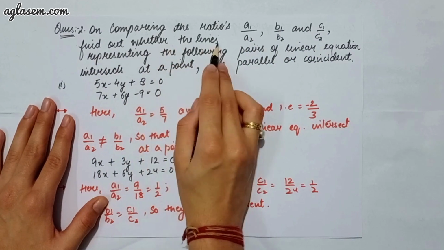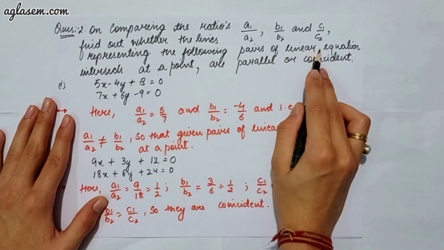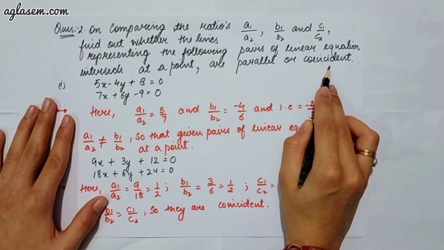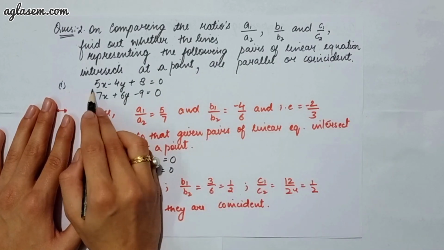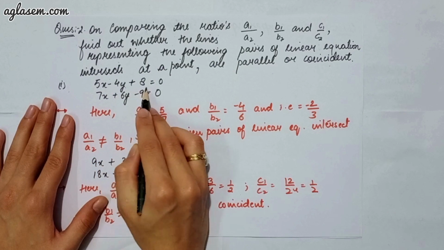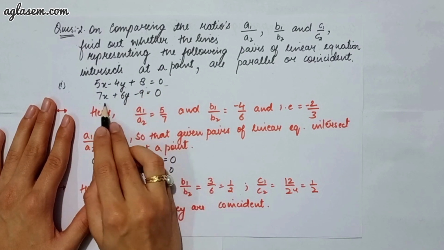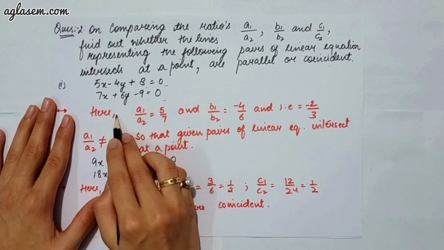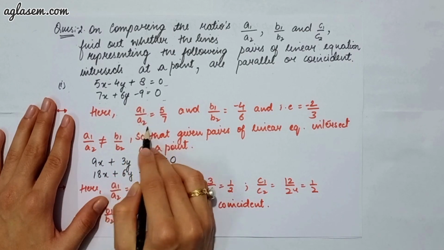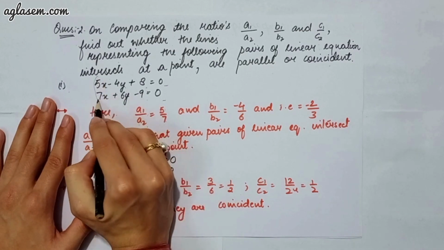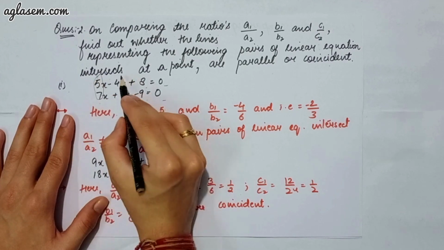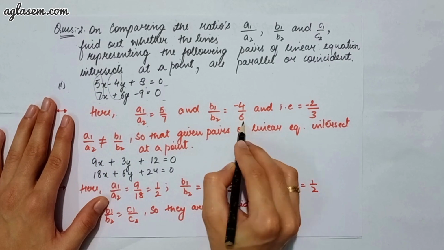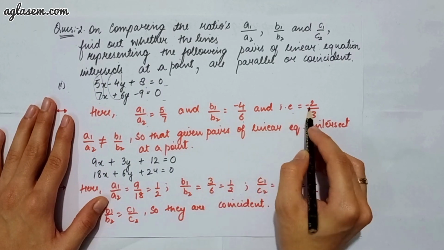Find out whether the lines representing the following pairs of linear equations intersect at a point, are parallel, or coincident. The first part says 5x minus 4y plus 8 is equal to 0 and 7x plus 6y minus 9 is equal to 0. Here we have a1 upon a2 is 5 upon 7, and b1 upon b2 we have minus 4 upon 6, which is equal to minus 2 upon 3.